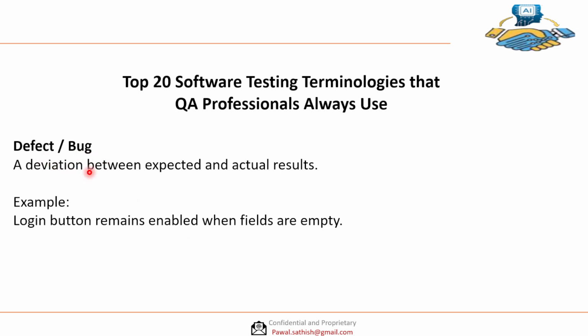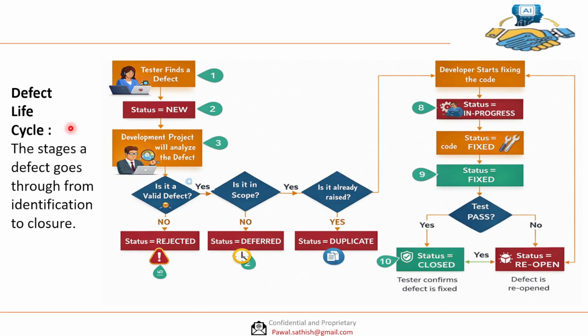Then what is a defect or bug? It is a deviation between the expected result and the actual result. That is called a defect or a bug. For example, the login button remains enabled when fields are empty. Then next is the defect life cycle.